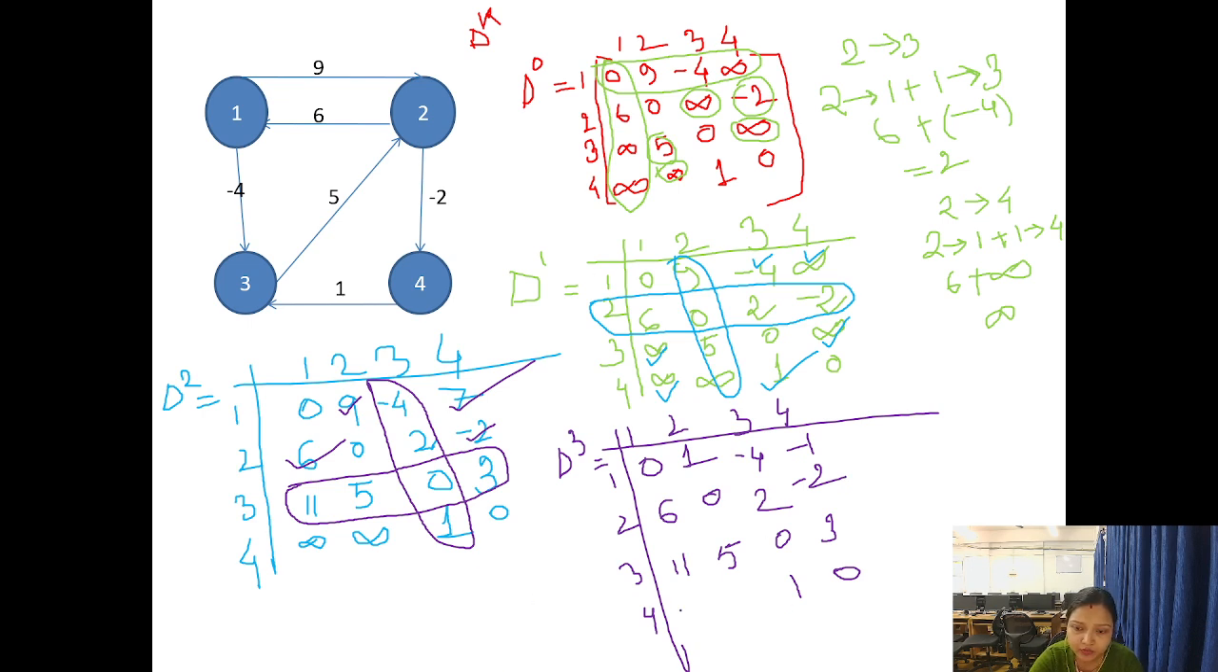Okay, next is 4 to 1. So 4 to 1 will be 4 to 3 and 3 to 1. 4 to 3 is 1, and 3 to 1 is 11. So 11 plus 1 is 12, and earlier it was infinity. So it will get updated with 12.